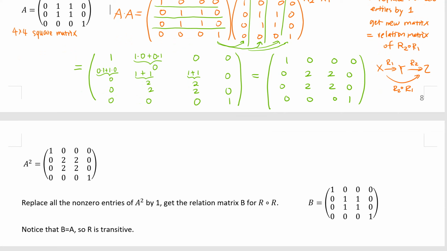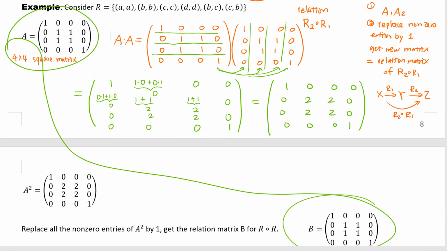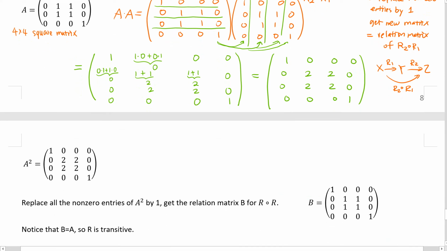Now I want you to compare this matrix B and our original matrix A. See, this one and this one. What happened? They are the same. So this is the fact: if they're the same, then the relation R is transitive.